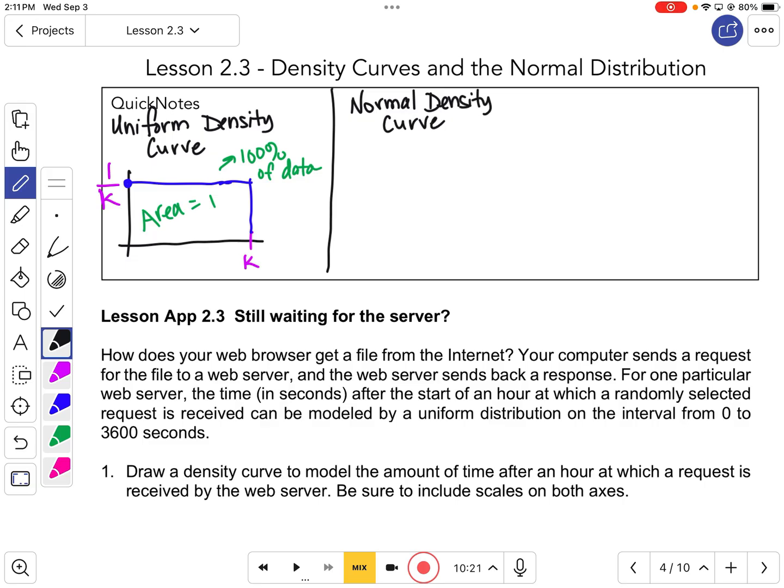Okay. When we get to a normal density curve, it is symmetric, all right? So it's going to be a symmetric curve. It's going to look like that, kind of looks like a mountain, right? Now, drawing a normal density curve is interesting, right?